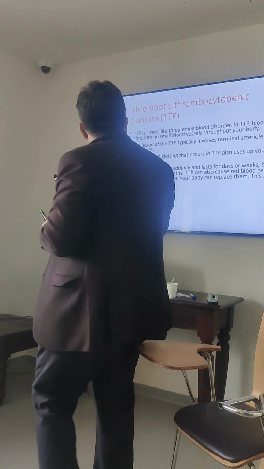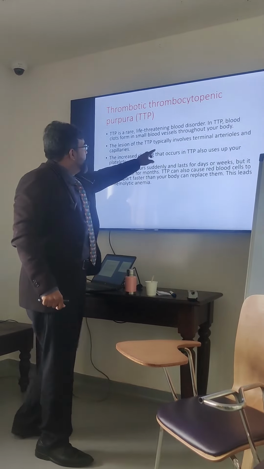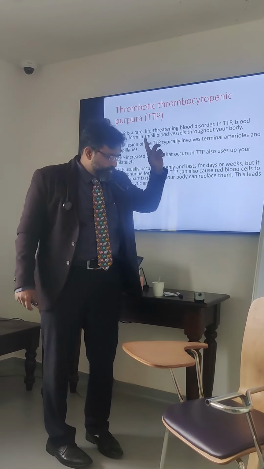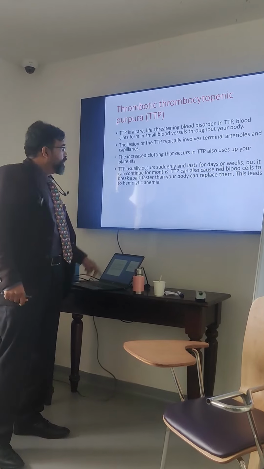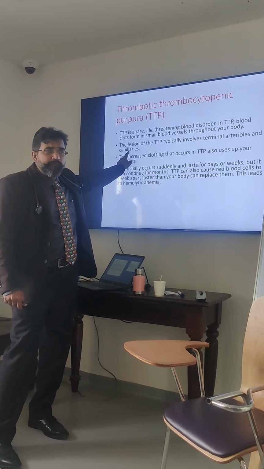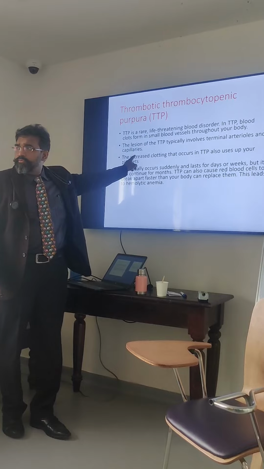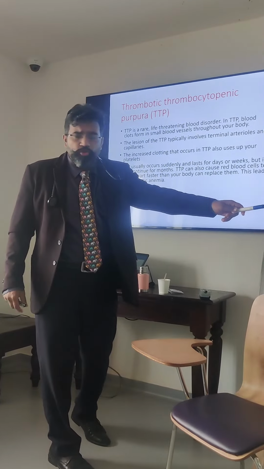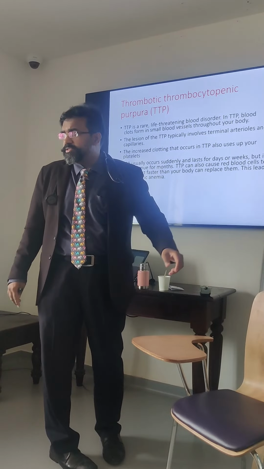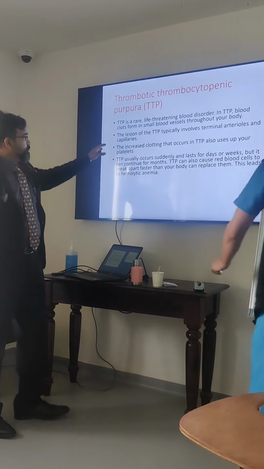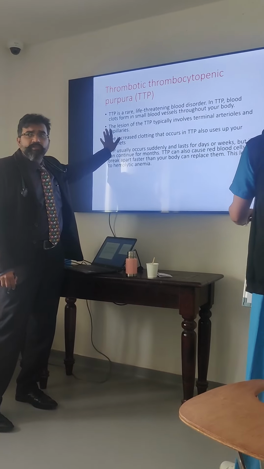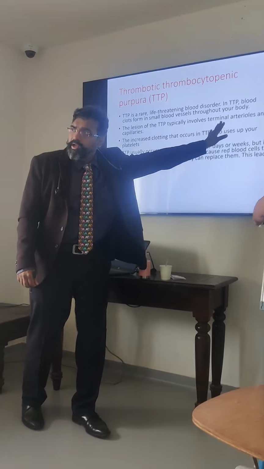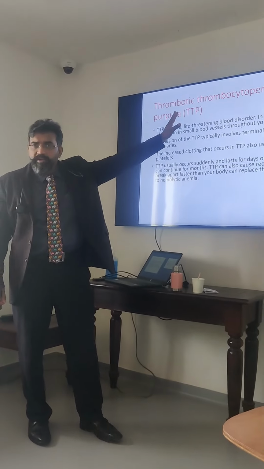So the region of the TTP typically involves terminal arterioles and capillaries. Very important. How does that occur? To understand that, he explained a few things right on the board. Once you understand this, you should not forget it. It's very interesting. The region involved is terminal arteries and capillaries. Clear?